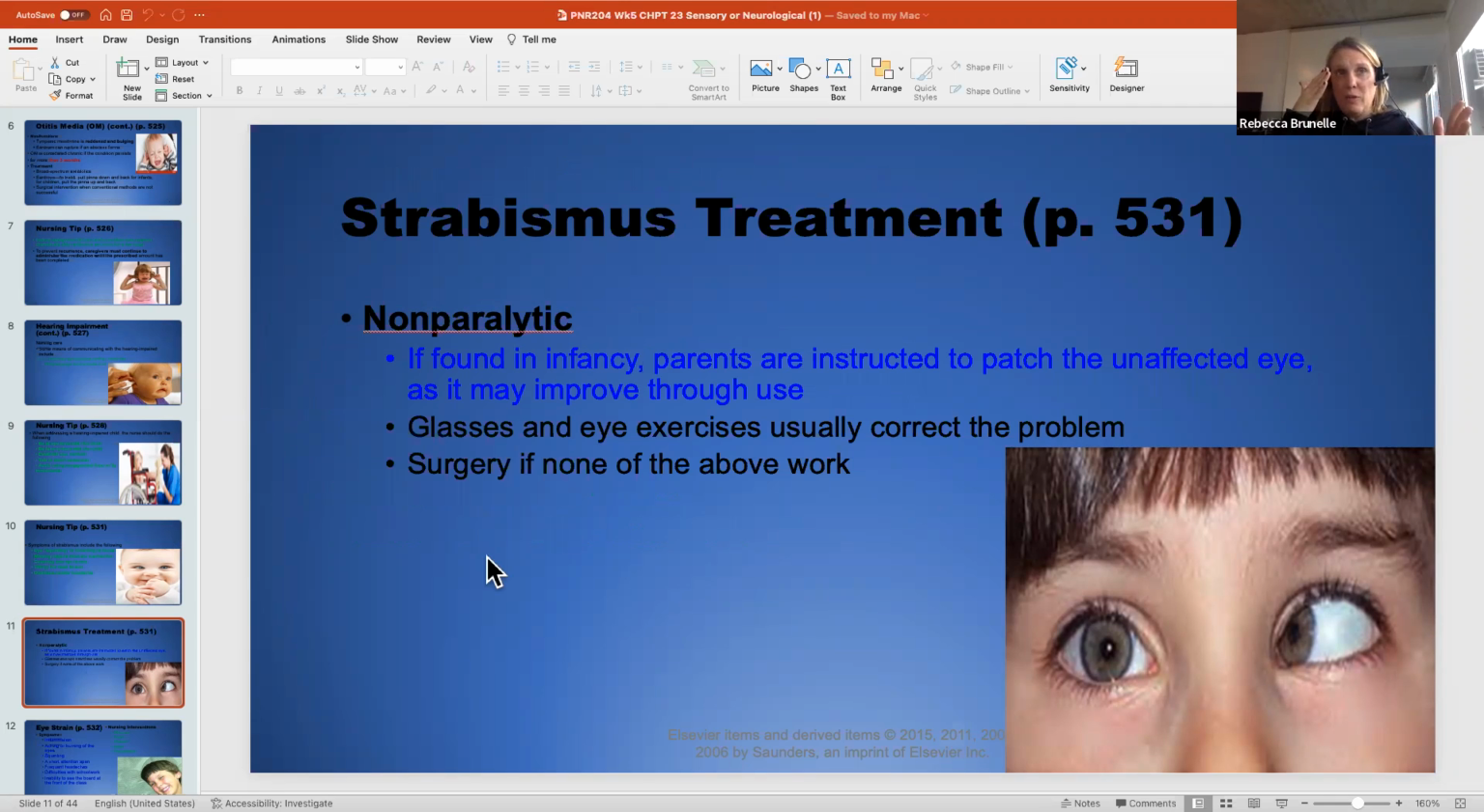So if it's found early, what they actually do is patch the good eye. If they have a problem with one of their eyes, they patch the good eye, and that forces them to use the bad eye. So that'll strengthen the muscles in their bad eye. That's the ideal situation, if it's found early enough, in early childhood or in infancy, so that they can still just patch the ineffective eye. And then if that doesn't work, they can prescribe glasses and do some eye exercises to help overcome the problem. The worst case scenario would be surgery, but almost always it's going to be fixed with a patch on the good eye, or glasses and eye exercises.